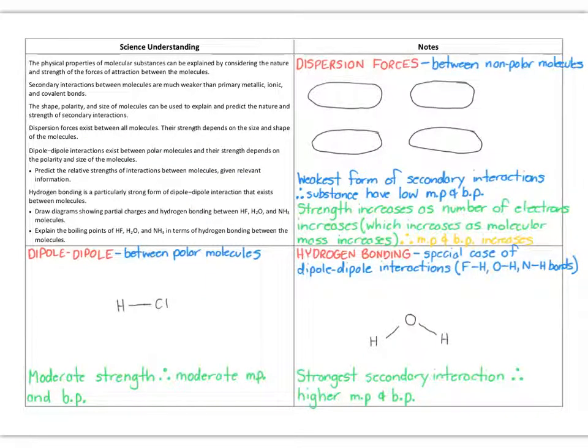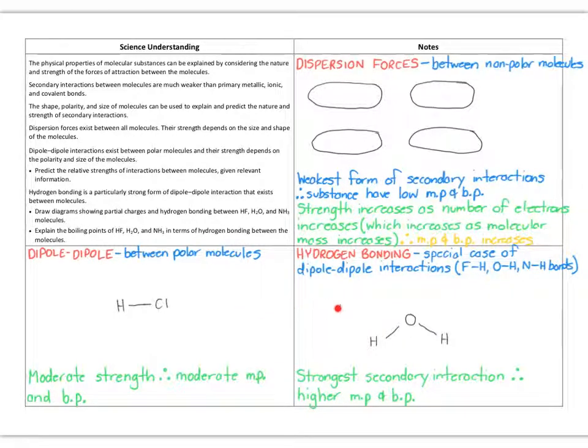So there are three types of secondary interactions that we're going to learn about. Dispersion forces, which occur between non-polar molecules. Hence why we've been looking at whether molecules are polar or non-polar, because that's what underlies what type of secondary interactions form. We're going to look at dipole-dipole interactions, which are between polar molecules. And we are going to look at a special case of dipole-dipole interactions called hydrogen bonding.